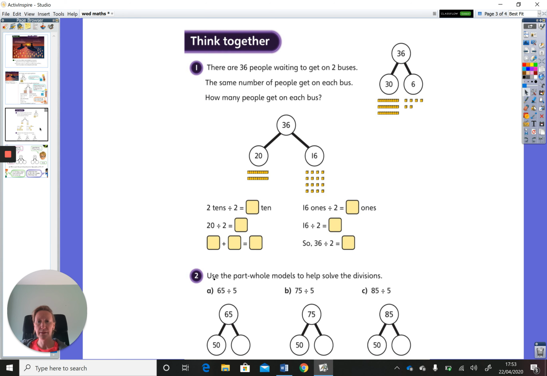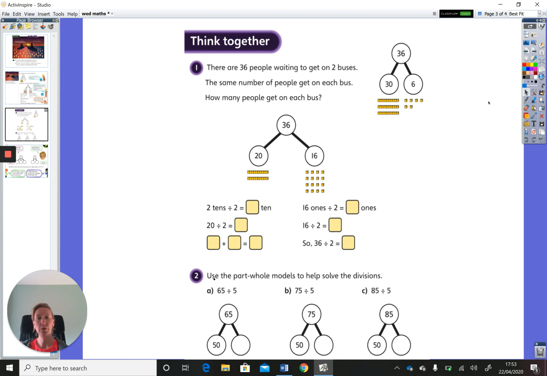And as you can see up here, it says there are 36 people waiting to get on 2 buses. The same number of people get on each bus. How many people get on each bus? Now, what you have to think about today, Willow class, is that we might do it differently, okay? It doesn't matter, because when you're partitioning the numbers, how your brain works is not necessarily how somebody else's works.